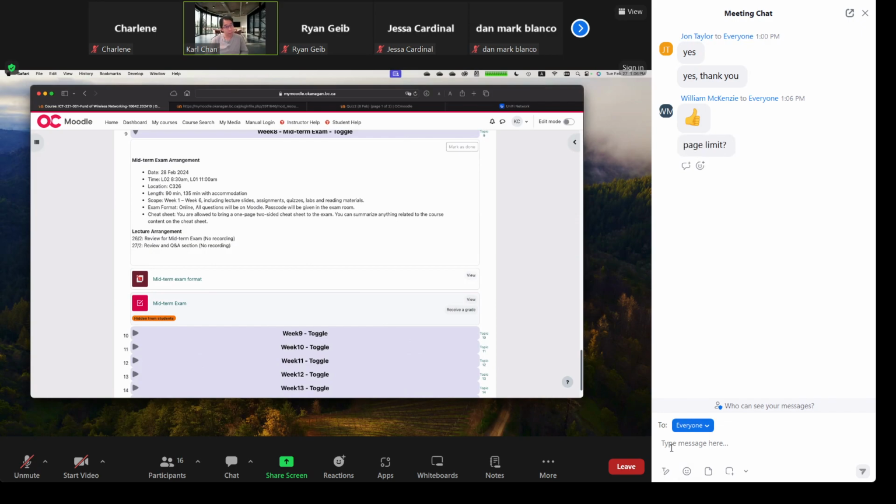There is a page limit. For tomorrow's exam, the cheat sheet will be 1 page, 2-sided. This is our page limit. Today is our Q&A session, so please ask questions. This is your time. Any questions?